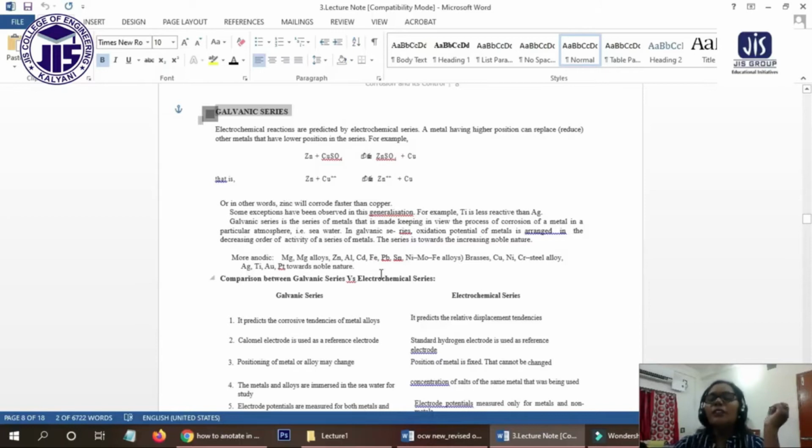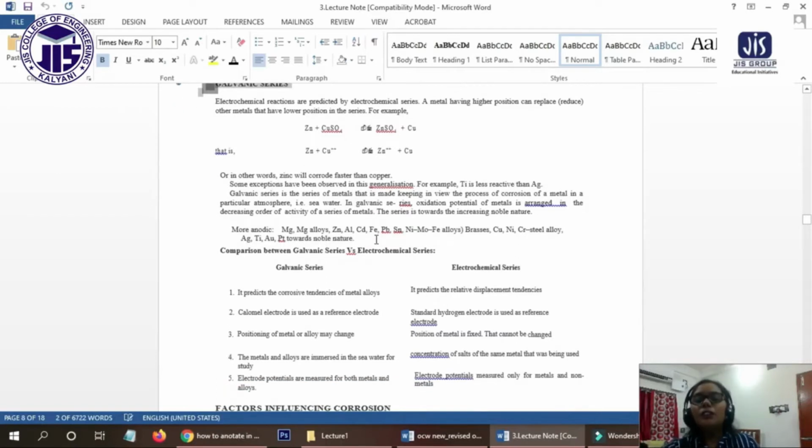Now, generally corrosion is an oxidation reaction. So the metal having higher oxidation potential is more prone to corrosion. That means the corrosion rate of zinc will be higher, and then iron, and then tin. Okay, so this is the galvanic series. Now you will shortly know the utility of this galvanic series, and why we are discussing it.